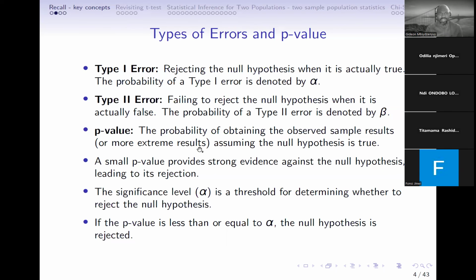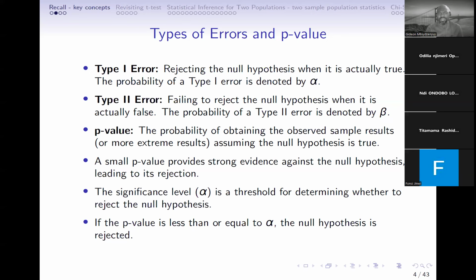We might run into a situation where we reject the null hypothesis when the case is that it should not have been rejected. So in that case, we made an error. And we call this the type 1 error. And we use alpha to represent the chances that we might be committing a type 1 error.